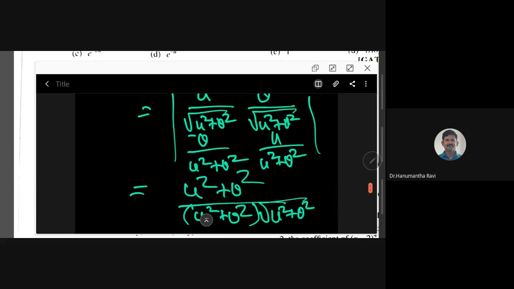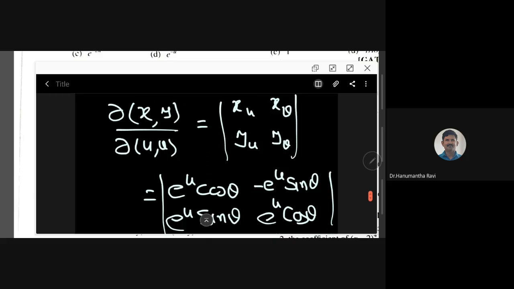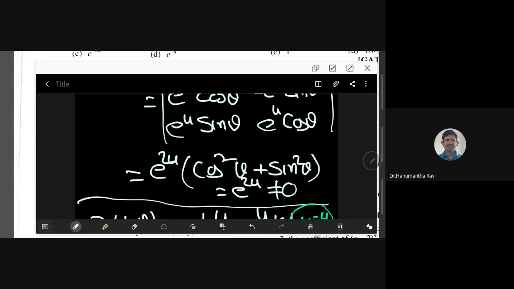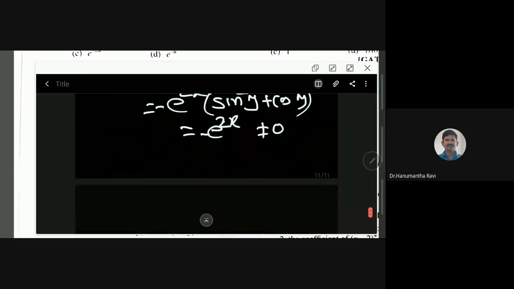Just let me see here. What is our first? Yeah, here a small thing. You have to put 2u here. That is what I'm saying. Because e power u into e power u is e power 2u. Done? Good. So this will be the answer.